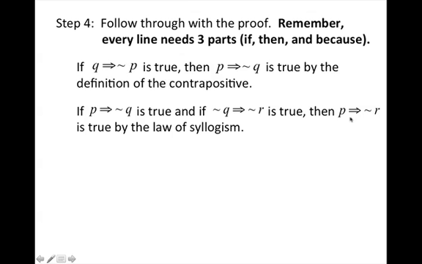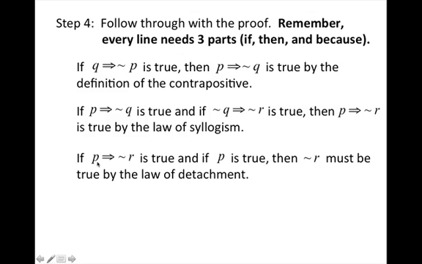Now that I've proven P implies not R is true, I'm free to use it in the next line of my proof. So I'm going to use the P implies not R is true, and I was given P is true. Well, if I have an implication and I'm told that the hypothesis is true, I can assume that the conclusion is true. So I can conclude that not R must be true. And the reason for this is the law of detachment.